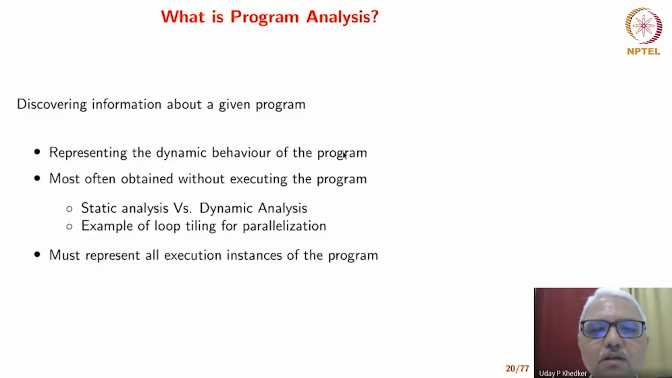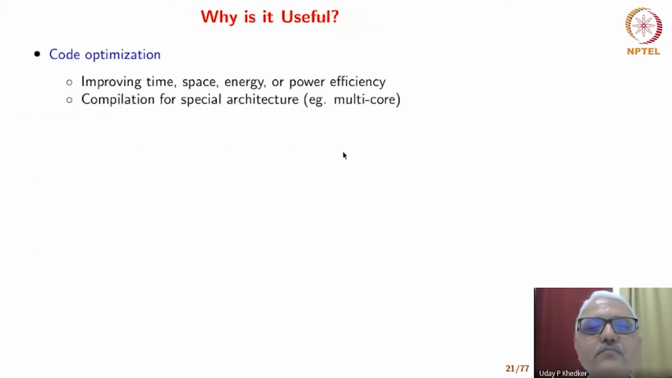The important requirement, and this is the most important requirement, is that it must represent all execution instances of the program. If we miss out certain execution instances, then the information that we compute is unsound. For soundness of analysis, because we are doing it at compile time, we require that every execution instance of the program must be covered.